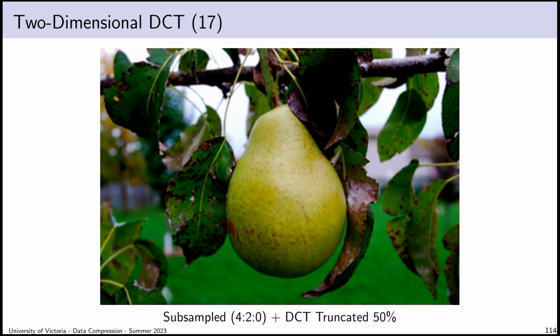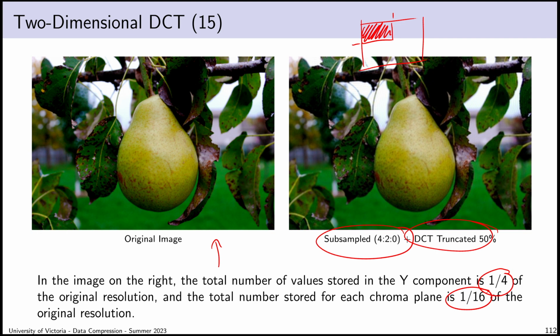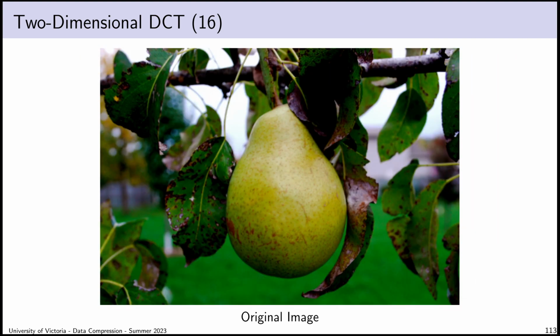So there's the original image and there's the result of doing that. So I have eliminated more than 75% of the original data. I've eliminated 75% of the Y plane and 15/16 of the 2 chroma planes. So I'm looking at less than 25% of my original input size, and this is what it looks like. It looks pretty nice. I'm noticing a very faint loss of sharpness on the edge of the pear, but I have to really look for that. Otherwise, it looks really crisp.